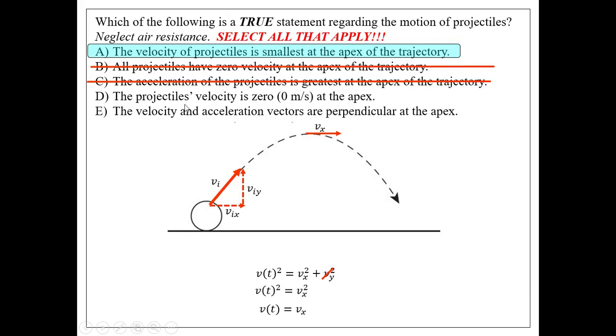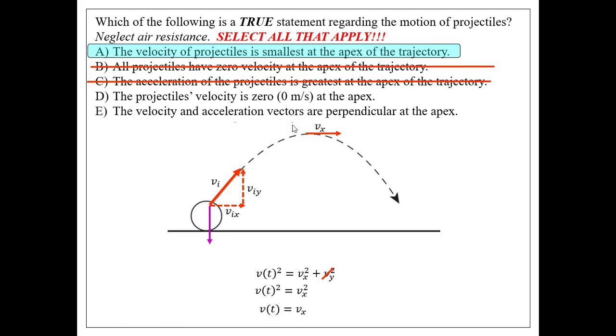Choice D says the projectile's velocity is 0 at the apex. Well, once again, if you've been listening, the velocity is not 0. It's the velocity in the y direction that is 0. Anytime it uses the term velocity, you have to think of both x and y. So for that reason, I'm going to cross that out.